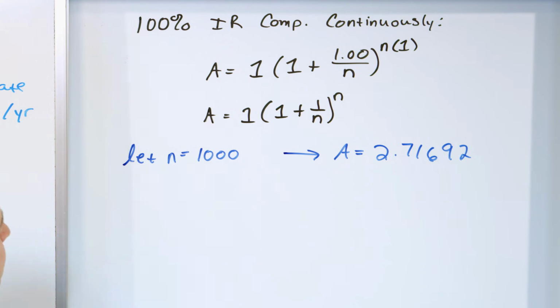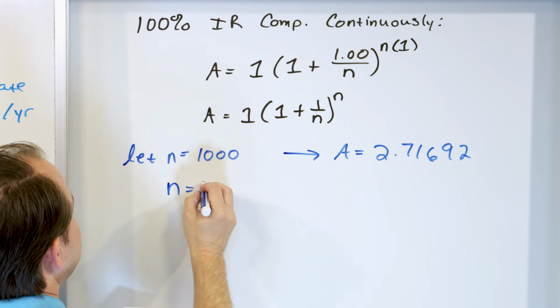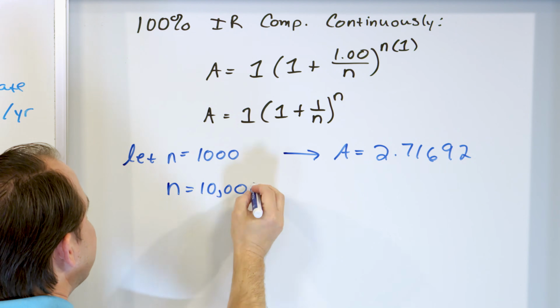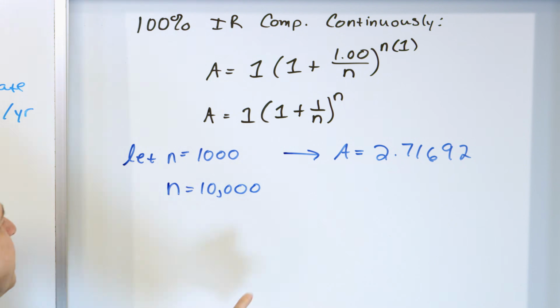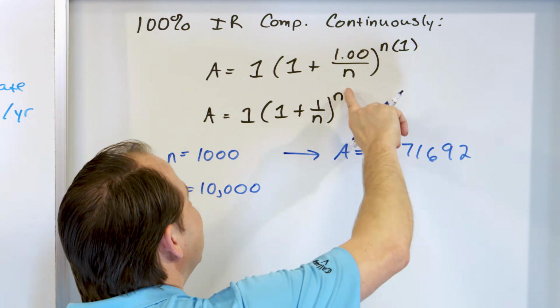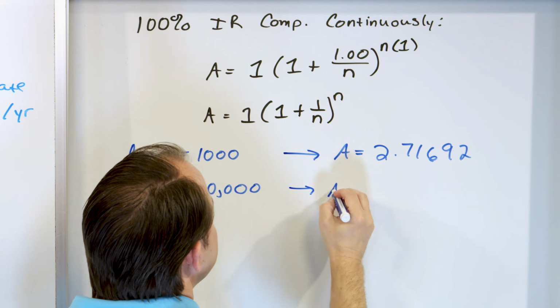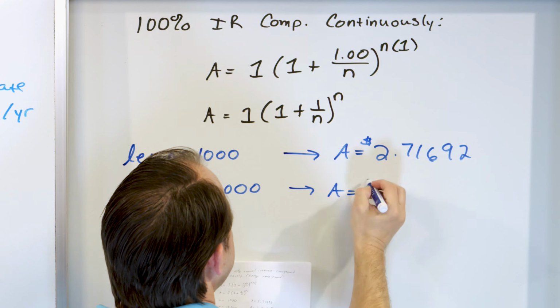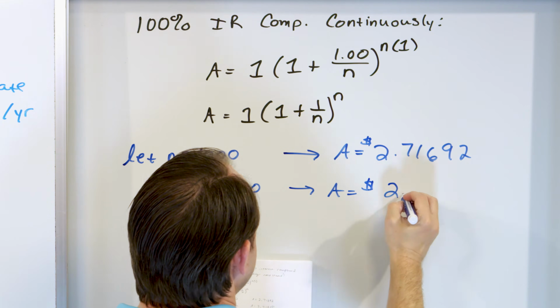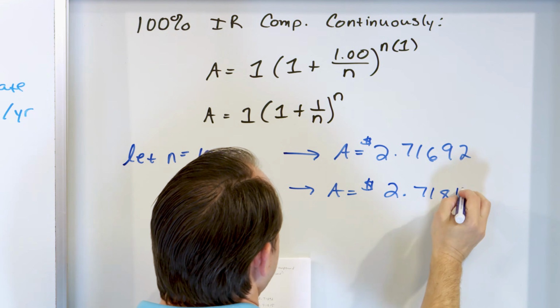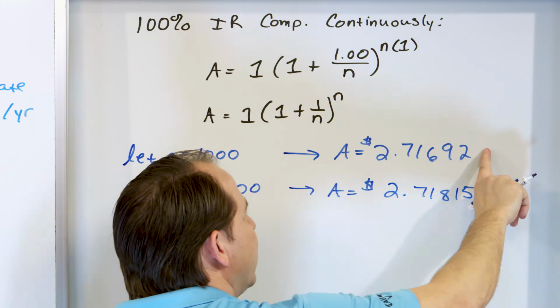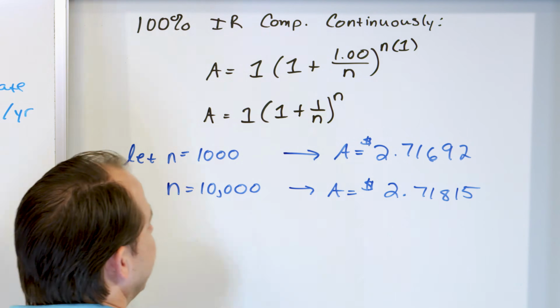2.71692. All right. What if you let n equal 10,000? I take a year and I chop it into 10,000 pieces. So I put 10,000 here and I put 10,000 here. I add this together, raise it to the power of 10,000. Then the number I'm going to get for the money is going to be 2.71815. Notice how it's getting close to some critical number here.